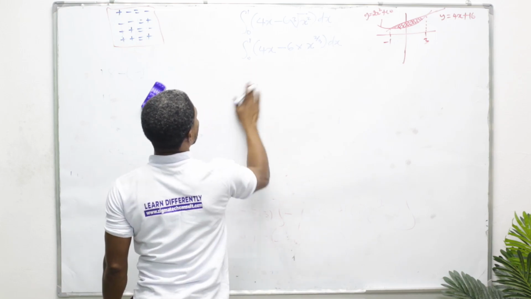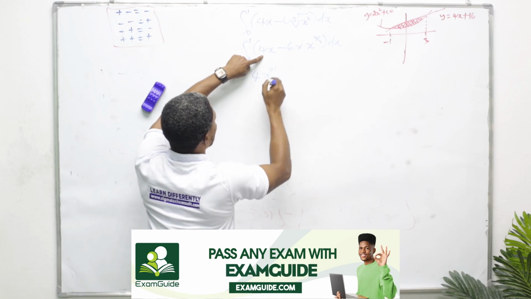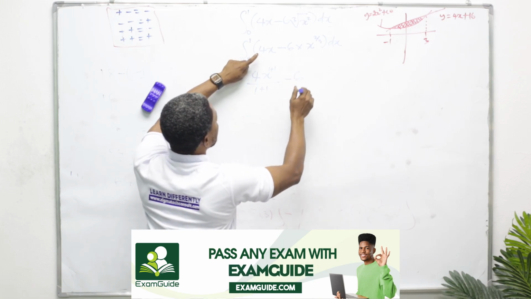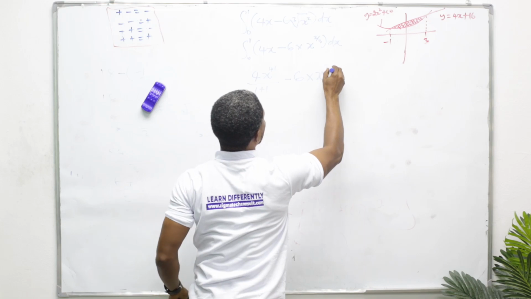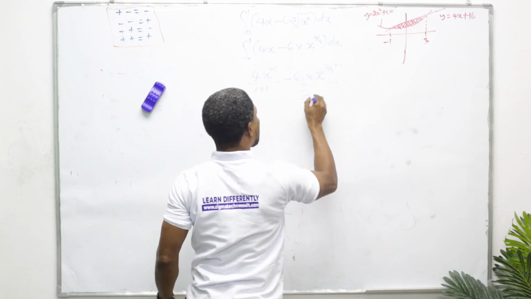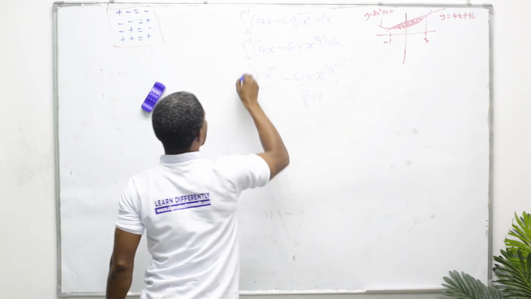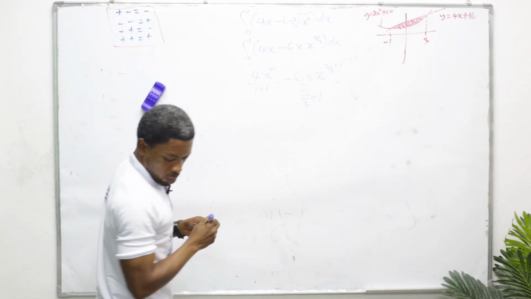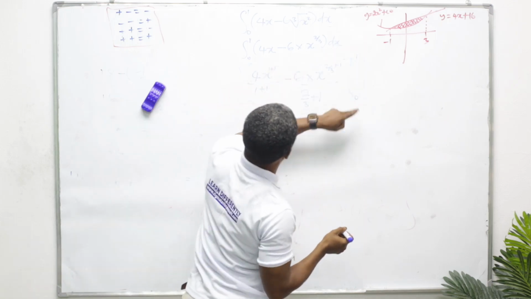So let's integrate this. This is 4x raised to power 1 plus 1 divided by the new power for integration, minus 6 times x raised to power 2 over 3 plus 1 divided by the new power, 2 over 3 plus 1. Your limit is 1 and 0, the lower and the upper boundary.